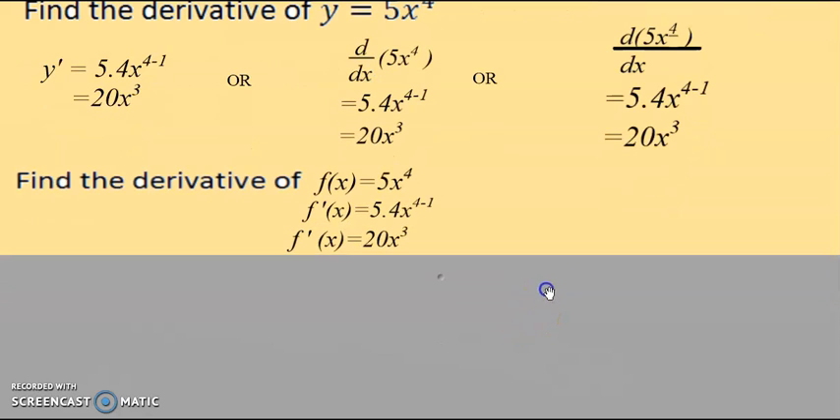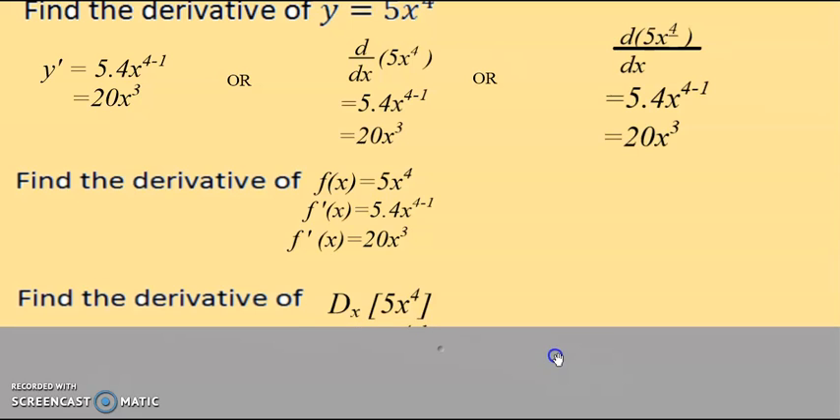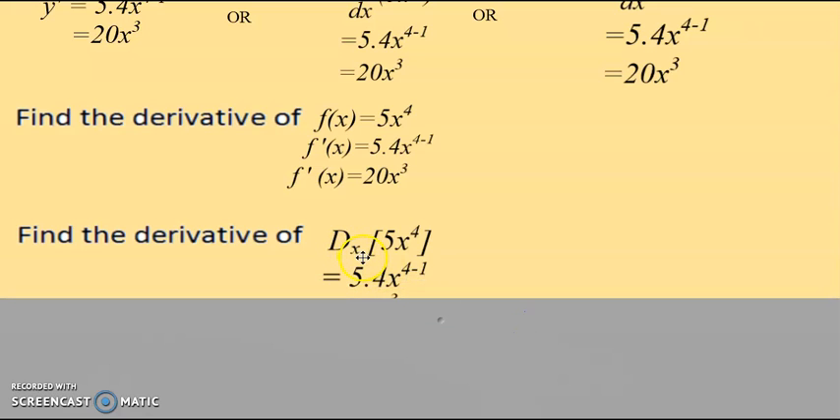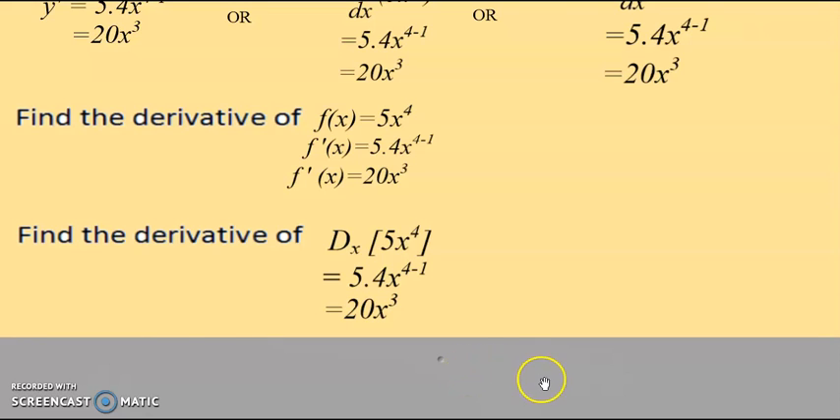The last one, they could also ask me to find the derivative of d over dx of 5x to the power of 4. Here, the moment I start differentiating, because d over dx means differentiate, the d over dx disappears. 5 multiplied by 4, x to the power of 4 minus 1. I still get the same answer.